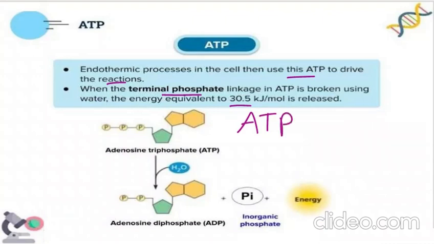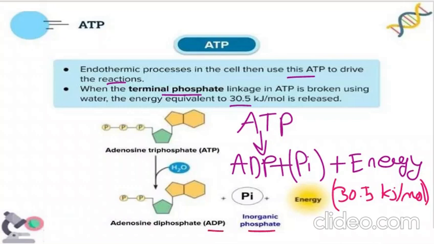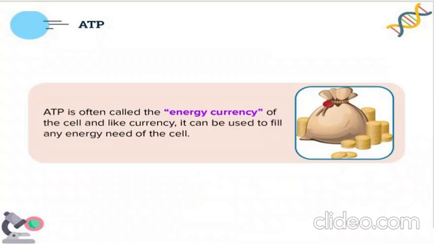So when this ATP, which has three phosphate molecules, is broken down into ADP plus the phosphate molecule, I get some amount of energy, right? That energy is equivalent to 30.5 kilojoules per mole. Per mole this much energy is produced. So when ATP is broken down into ADP in the presence of water, ADP plus phosphate is given out in endothermic reactions.